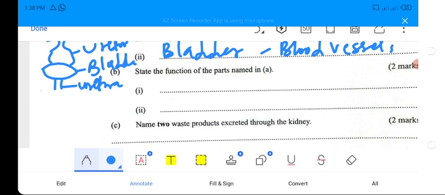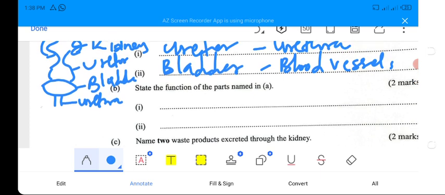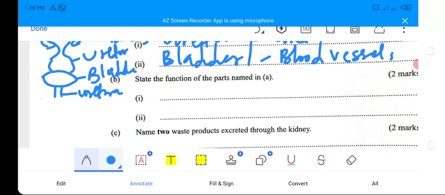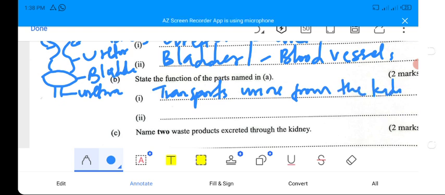Name the functions of the parts labeled in A. So let's assume our parts are the ureter and the bladder. So the ureter transports urine from the kidney to the bladder or urinary bladder. So that's the function of the ureter.